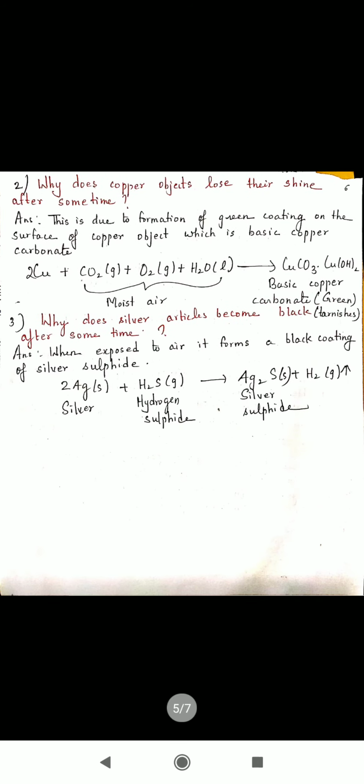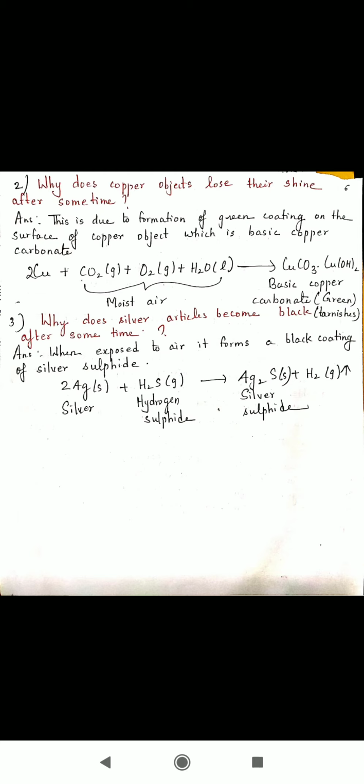Second example is copper objects. Why do copper objects lose their shine after some time? Here, when copper comes in contact with moist air, it combines with CO2, O2 and H2O and forms a greenish coating called basic copper carbonate, that is CuCO3.Cu(OH)2.